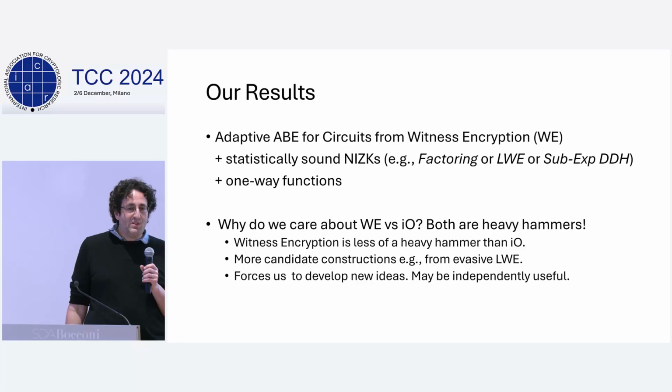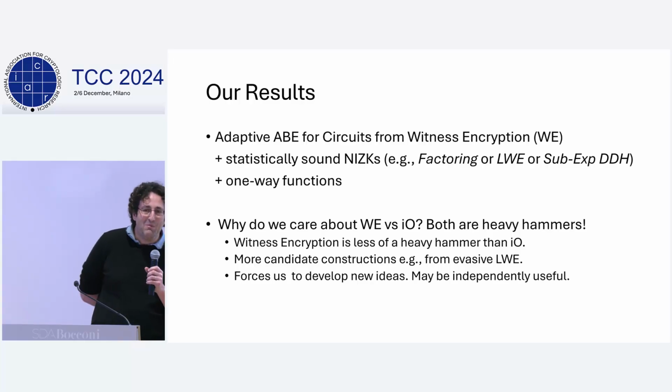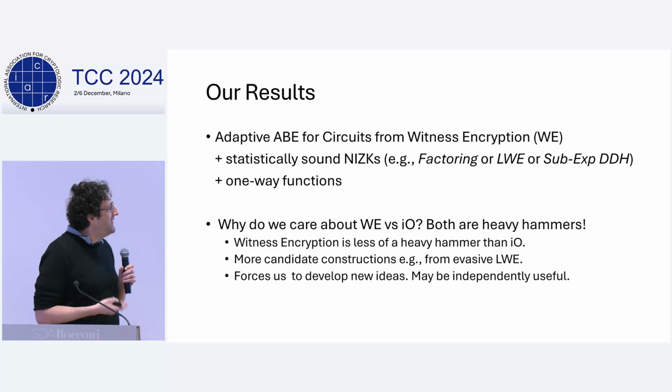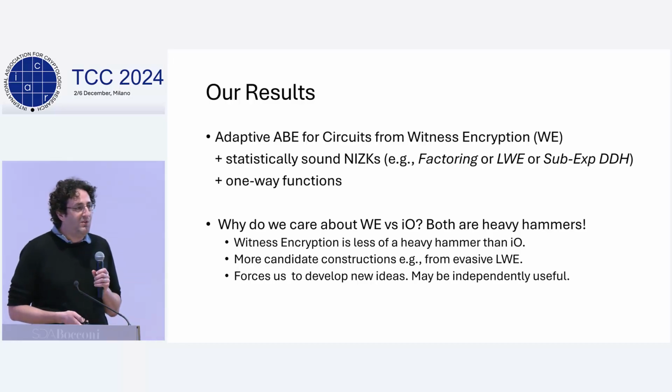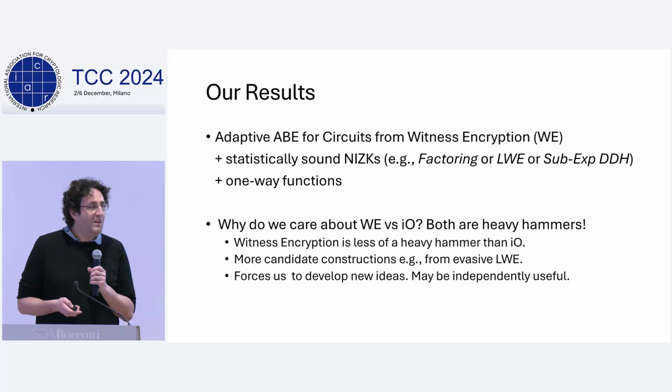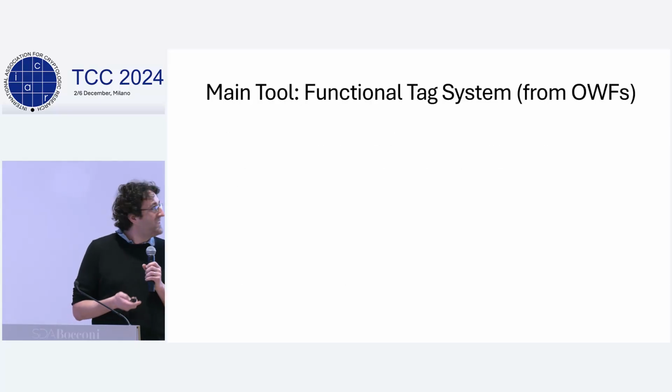Because witness encryption seems to be less powerful than IO, by tying one hand behind our back, it forces us to do more work and come up with new ideas. Hopefully these new ideas or techniques may be independently useful for getting adaptive security from other assumptions as well. Okay, so that's a good segue to actually start talking about the techniques.